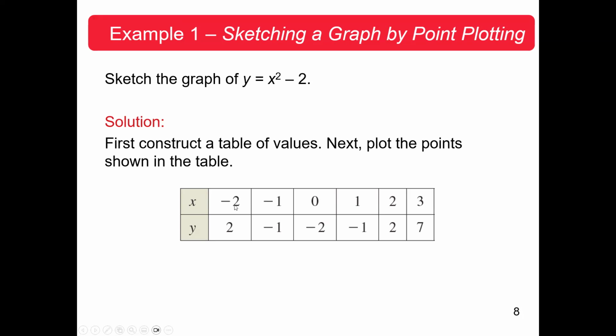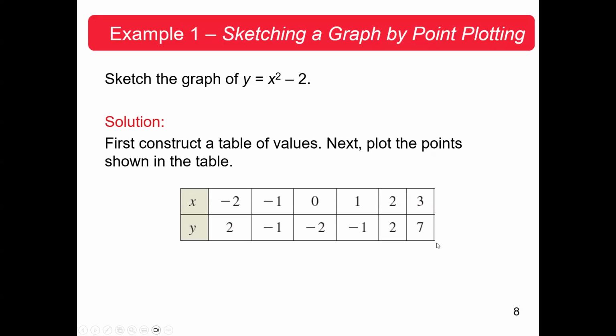So when x is negative 2, x squared gives us positive 4, and 4 minus 2 will give us 2. When x is negative 1, it will give us positive 1, and positive 1 minus 2 is negative 1. When x is 0, we get 0 minus 2, so y is negative 2. When x is 1, we get the same value as when x is negative 1 because it's squared, so that gives us negative 1. Then when x is 2, 2 squared is 4, and we get positive 2. And the last one, when x is 3, 3 squared is 9, minus 2 gives us 7. So that's the first step.